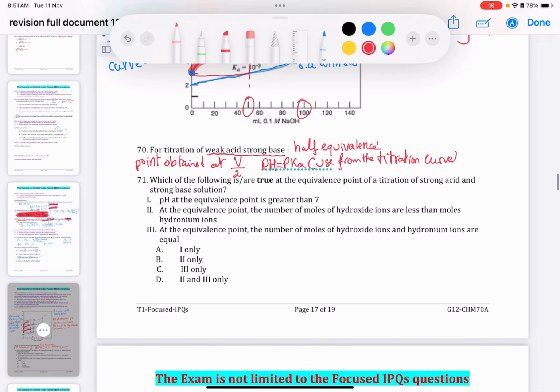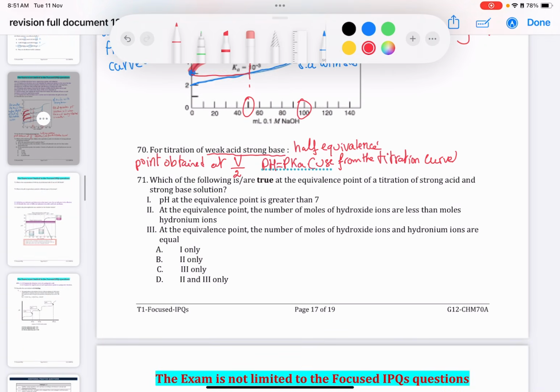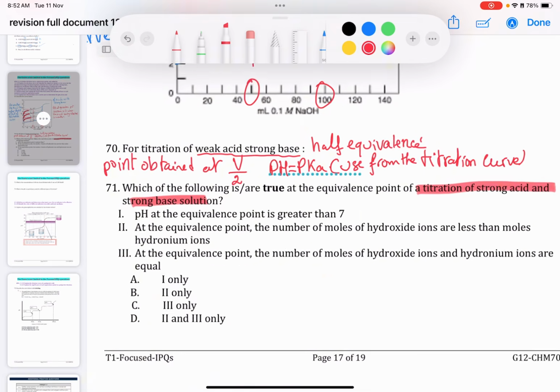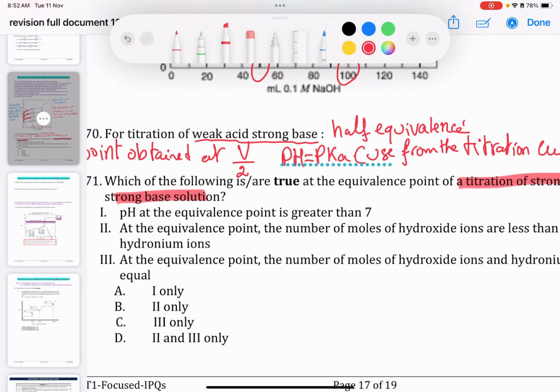Let's continue. Which of the following are true at the equivalence point of a titration of a strong acid and a strong base? We don't have a half equivalence point, so that's as a start. So pH at equivalence point is equal to 7, not greater than 7.